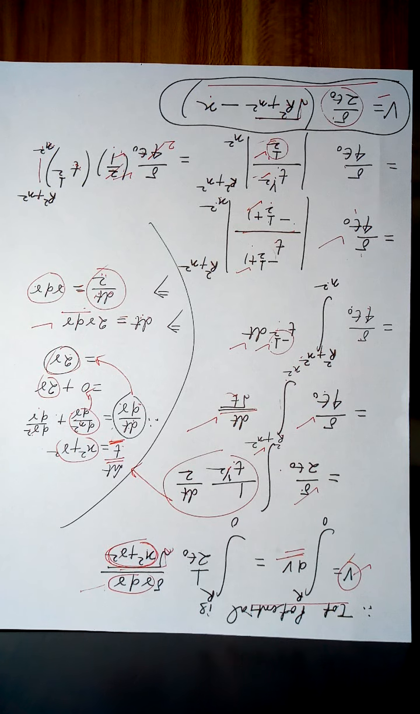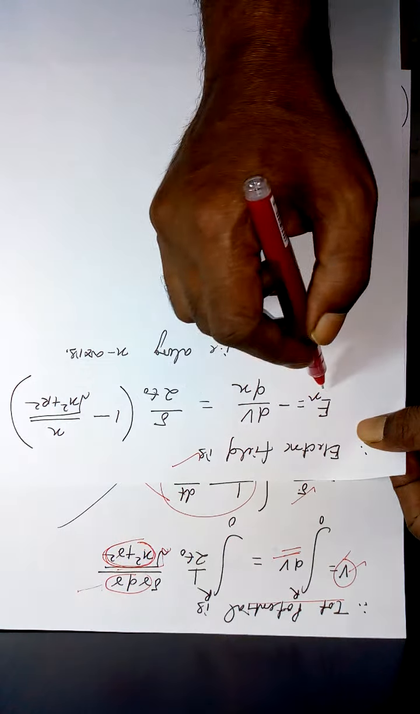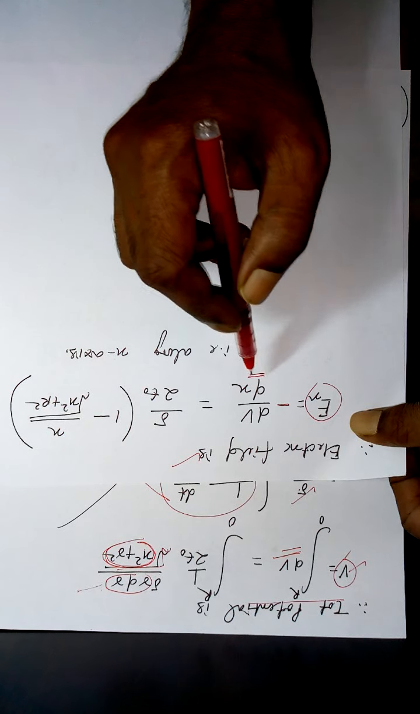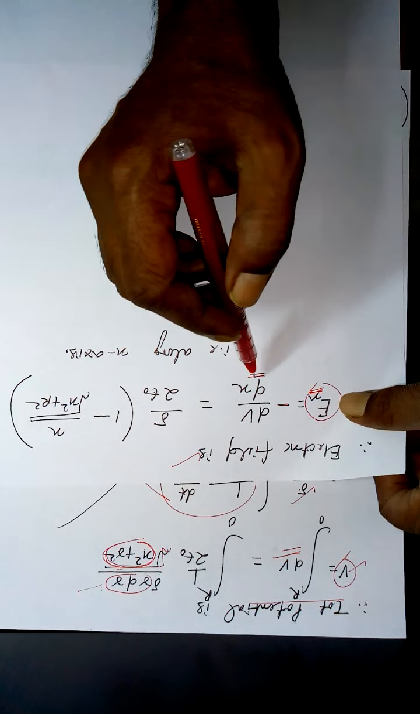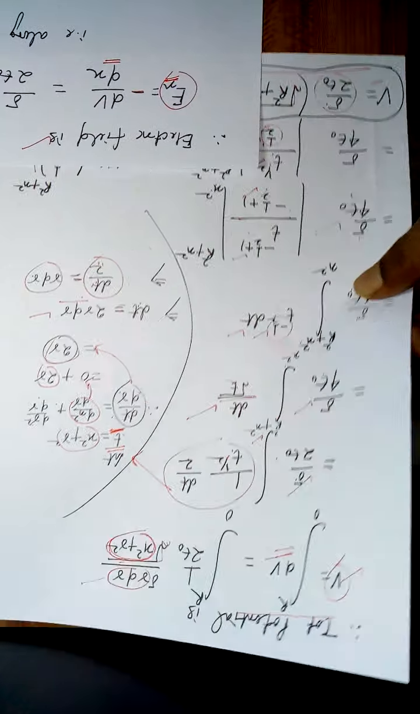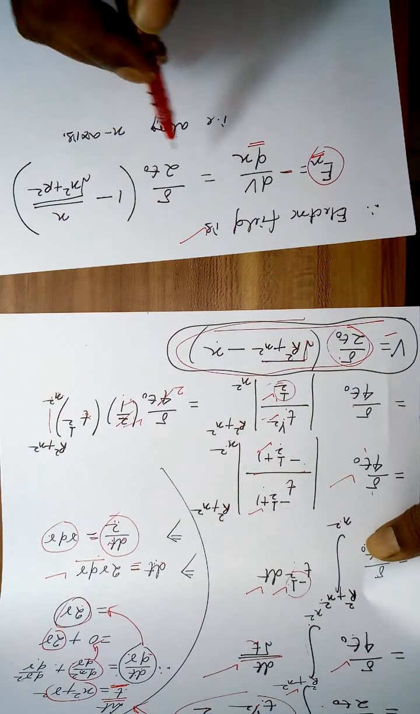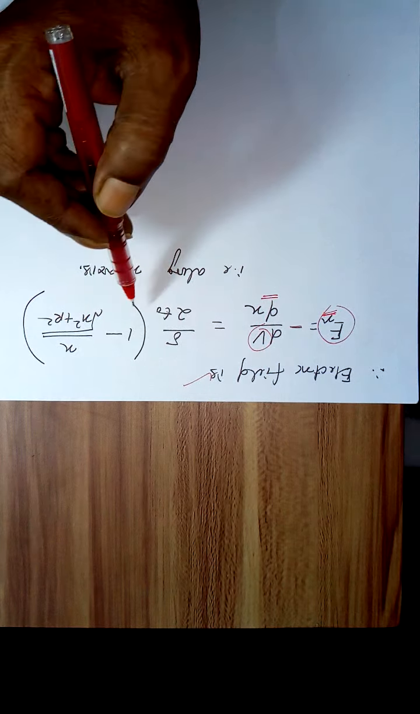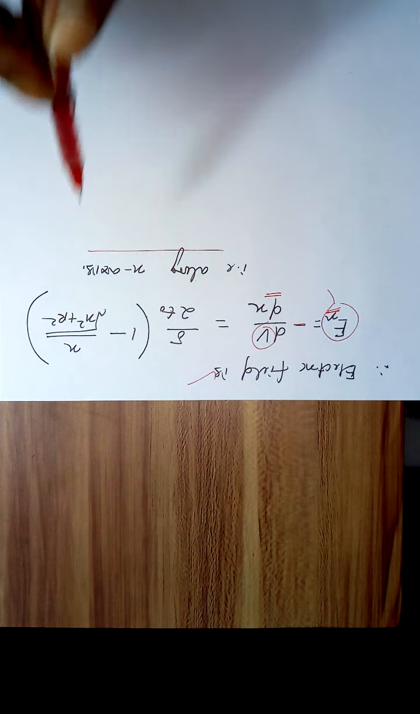Now the electric field E is the negative differential of V with respect to x, because it will be along the x-axis. So putting this value of V, the potential here, and differentiating, we get E equal to this much, and this is along the x-axis.